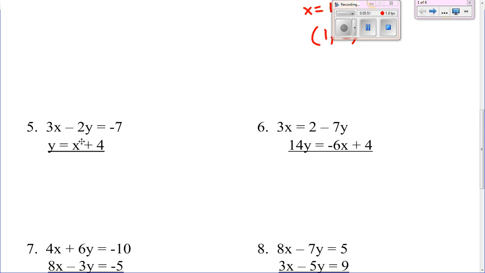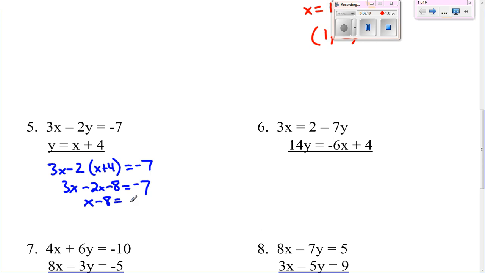Number 5. I see that I have my y by itself, so I can plug x plus 4 in for y. That gives me 3x minus 2 times x plus 4 equals negative 7. Distribute the negative 2 and you get 3x minus 2x minus 8 equals negative 7. 3x minus 2x gives you x minus 8 equals negative 7. Add the 8 over, x equals 1. Plug that back into the second equation, and you get y equals 1 plus 4, which is 5. So your answer would be 1, 5.